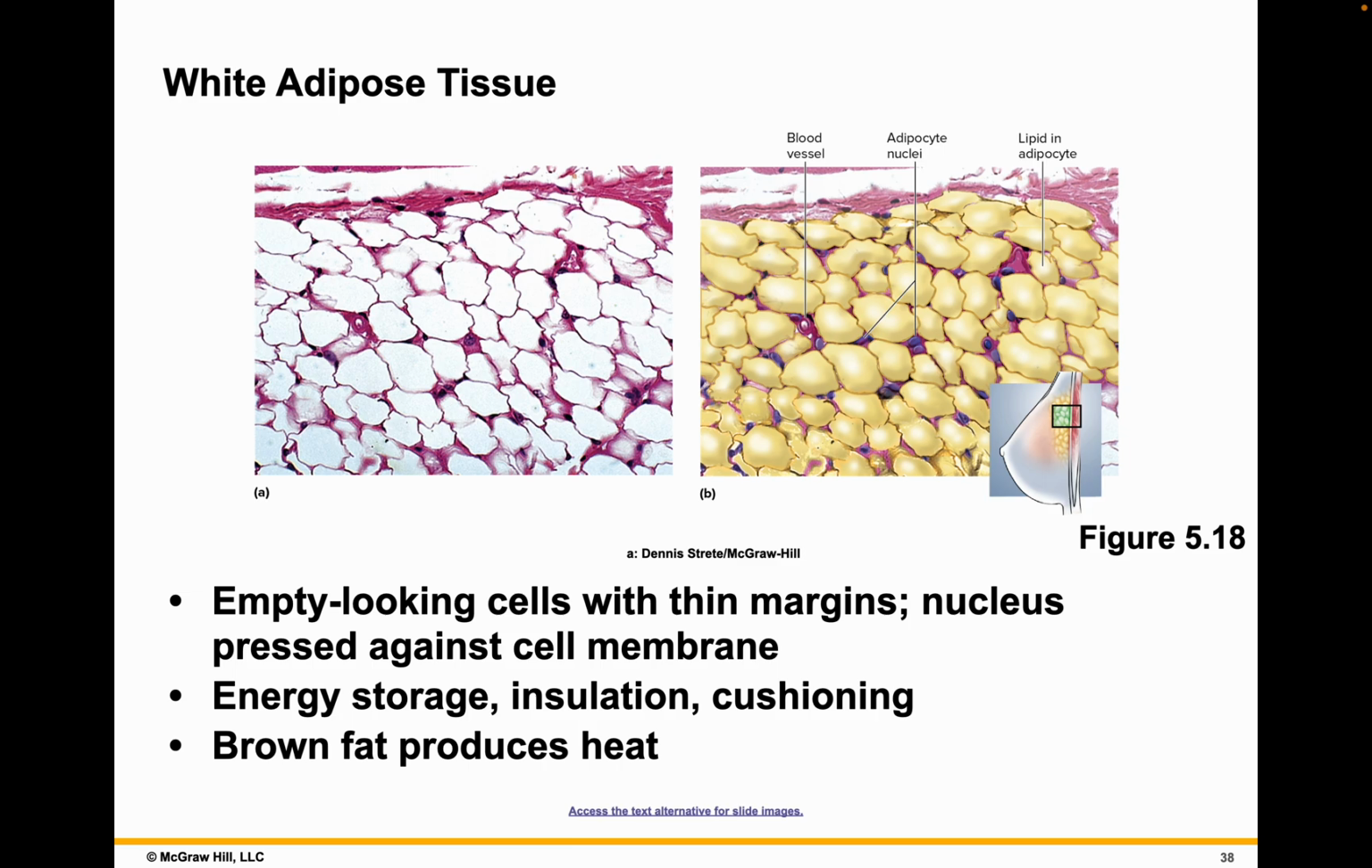So here's white adipose tissue, empty-looking cells with thin margins. The nucleus is pressed up against the cell membrane. That emptiness is really fat being stored in there. So it's for insulation, storage, cushioning, while brown fat would produce heat as well.